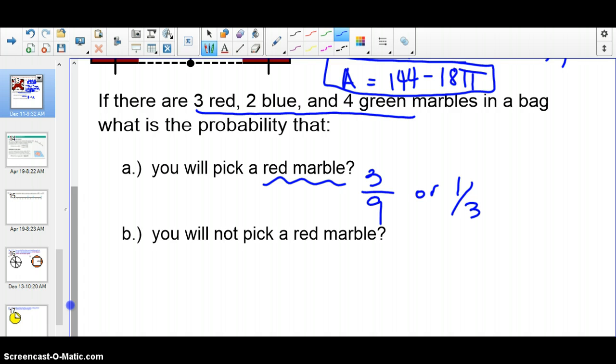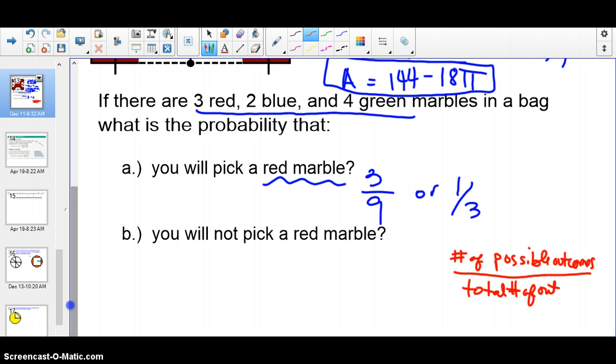Okay, so probability, just to give you a bigger picture in general, is always the number of possible outcomes divided by the total number of outcomes. So something smaller is always in the numerator, and that's being divided by something larger and something that's total in nature. Okay, so the next one says, what's the probability that you will not pick a red marble?